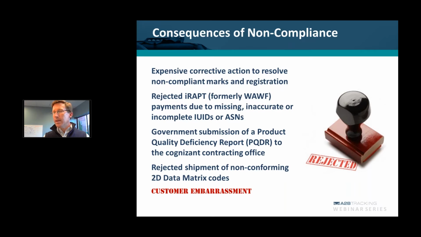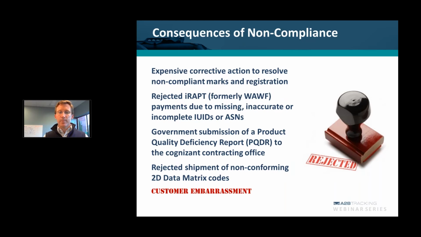With one instance, we dealt with a manufacturer where they, in fact, were receiving items stateside. The equipment was deployed overseas. They recognized downstream that it was marked incorrectly, and they, in fact, had to send a team to Kuwait to resolve all of those issues. Very expensive corrective action. Sometimes IRAPT transmissions can get rejected. Payments will be rejected due to incomplete, inaccurate, or missing IUIDs or advanced ship notices.